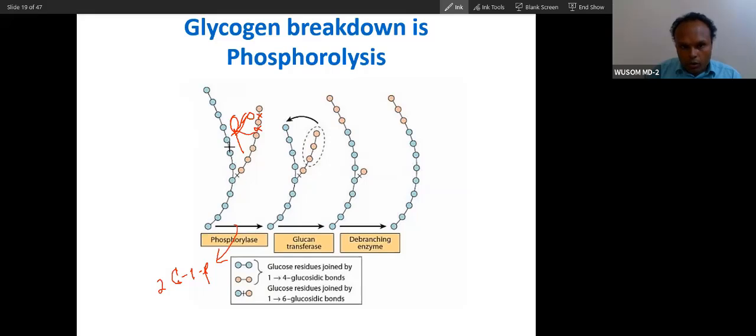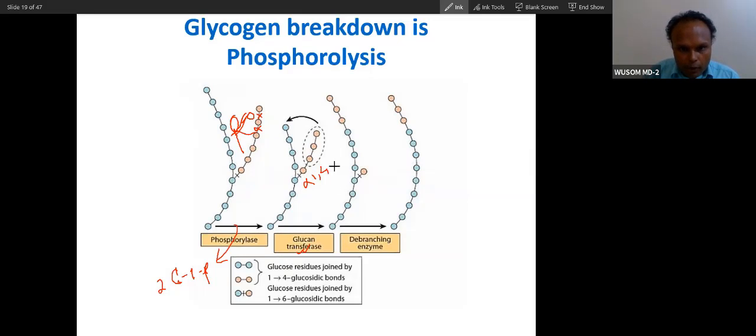Now after this, the 4 glucose containing oligosaccharide, the enzyme cannot come through because it will be obstructed. This enzyme requires 4 glucose to sit on it, so it cannot cross through this. That is why the next enzyme comes, the second enzyme, which will transfer this trisaccharide. You can see this trisaccharide will be transferred here by glucan transferase, from a 1,4 bond to a 1,4 bond.